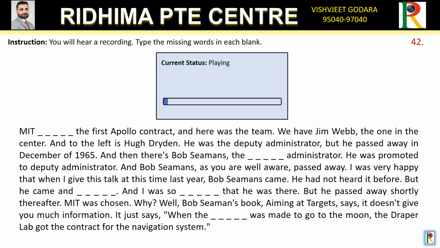MIT awarded the first Apollo contract, and here was the team. We have Jim Webb, one in the center, and to the left is Hugh Dryden. He was the deputy administrator, but he passed away in December of 1965. And then there's Bob Siemens, the associate administrator. He was promoted to deputy administrator. And Bob Siemens, as you're well aware, passed away.